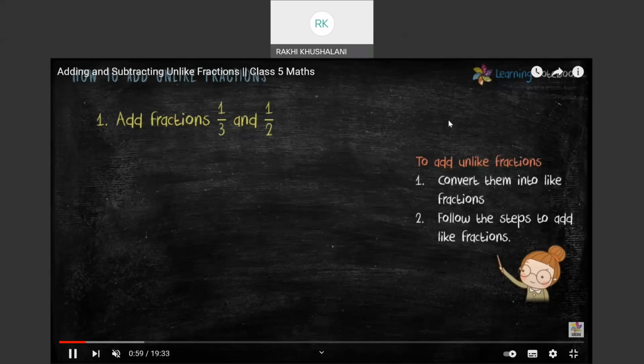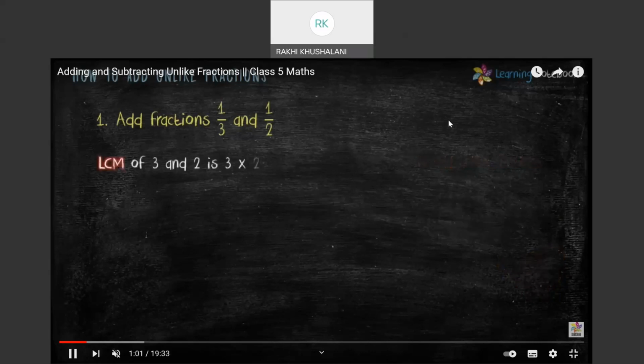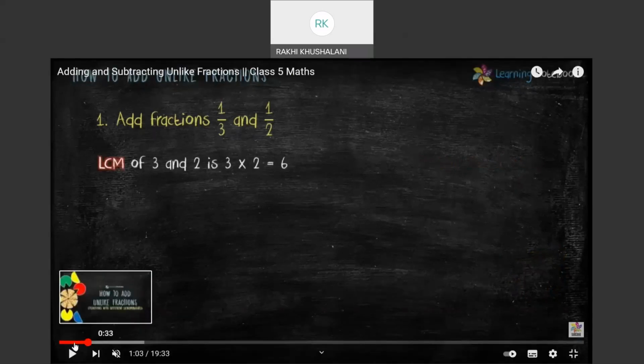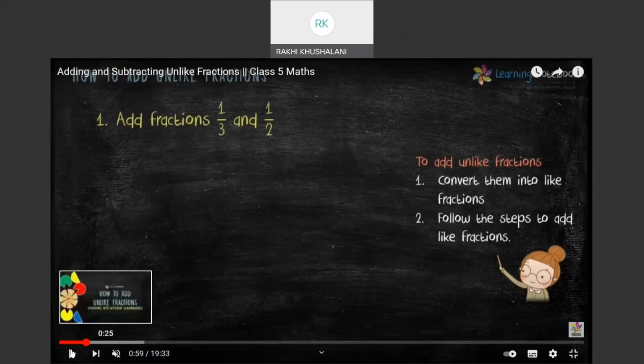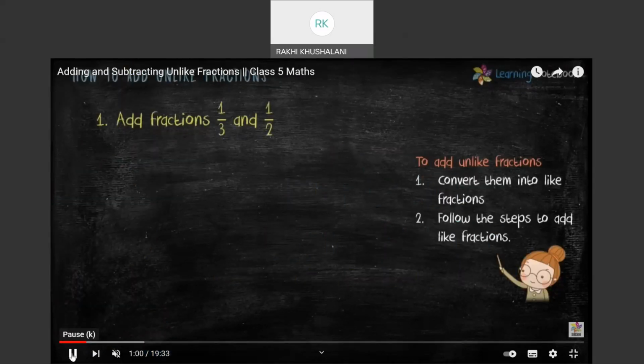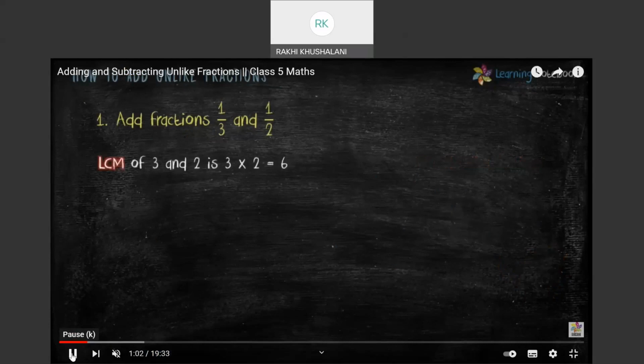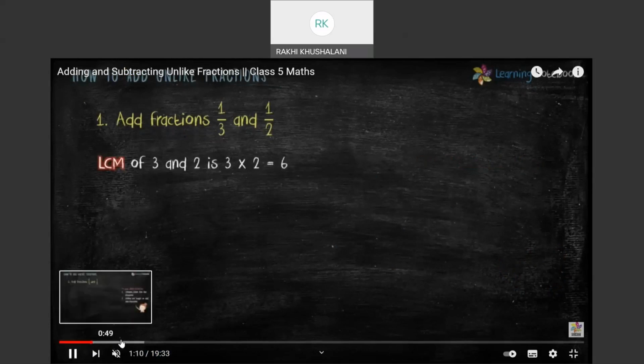And here is the method to add unlike fractions. Okay. The method to add unlike fractions is, if I want to add 1 by 3 and 1 by 2, you have to take the least common multiple of 3 and 2. यहाँ पर हमारे पास दो डिनोमिनेटर्स हैं, that is 3 and 2.